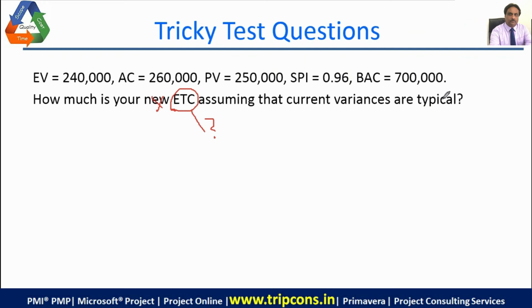So you are taking a health check, you have actually spent a certain amount of money and you are forecasting the amount of money you would need to finish the rest of the project work. That is called estimate to complete. Now first of all you have to find out the formula for estimate to complete. Just go through your formula sheet and find out. ETC equals EAC minus AC.